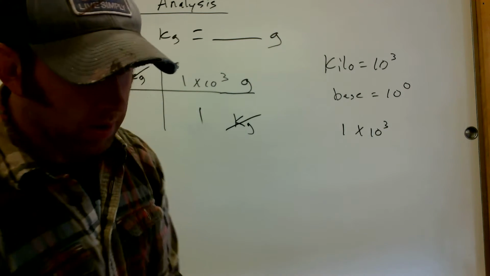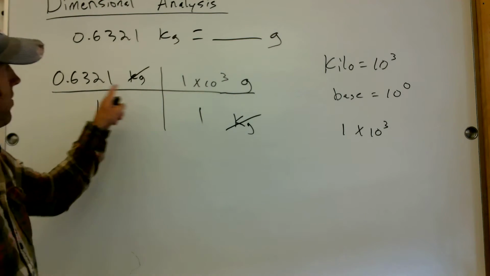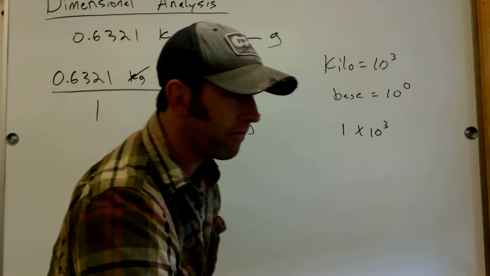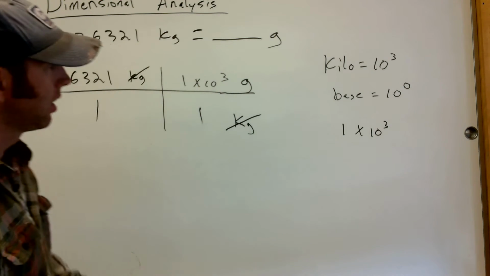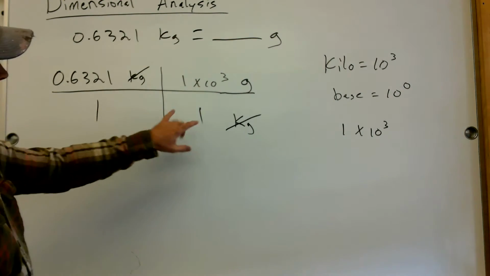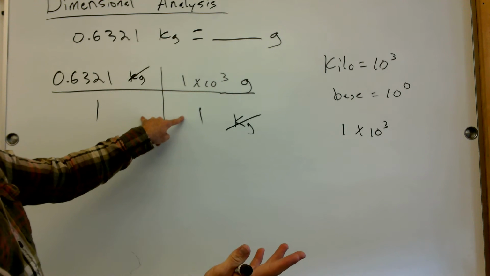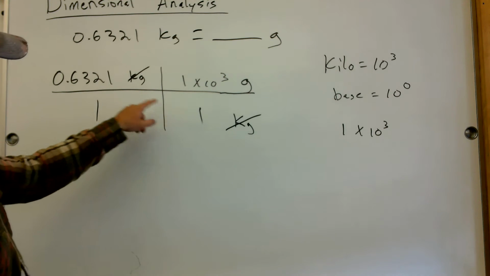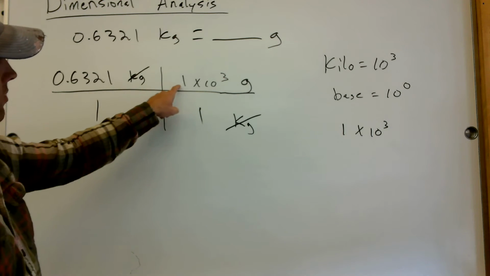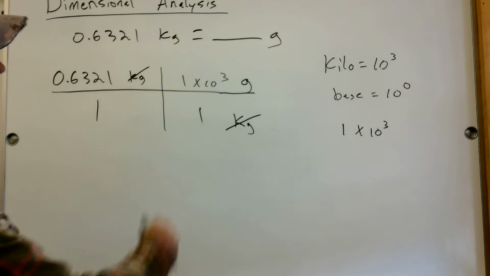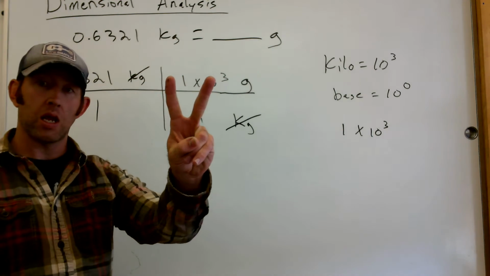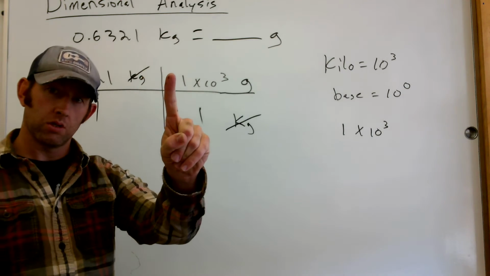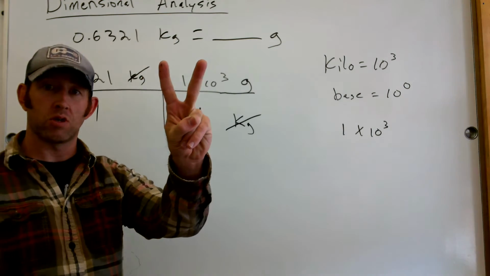So now we can run that calculation fairly simply. All right. So going to be dividing by ones here, so we don't even have to do any dividing. We're just going to be multiplying straight across. 0.6321 times 1 times 10 to the third. All right. I'm going to write this out two ways. I'll write it in regular notation first, and then I'll also write it in scientific notation for you.